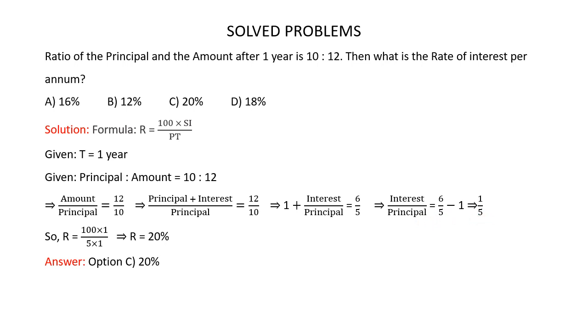Now we know that time is 1 year. So substituting all this in the formula here, we get R is equal to 100 multiplied by 1 divided by 5 multiplied by 1. On solving this, we get R is equal to 20, which means the rate of interest per annum is 20%. So the correct answer is option C, 20%.